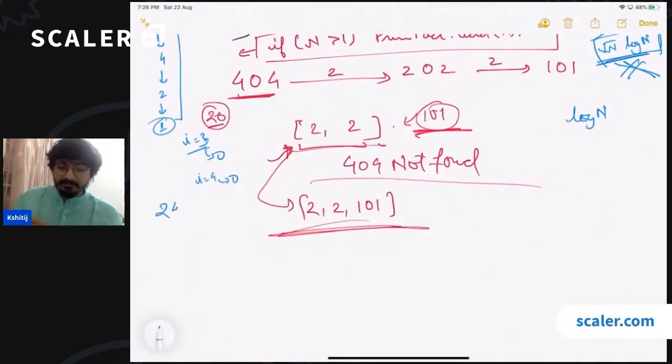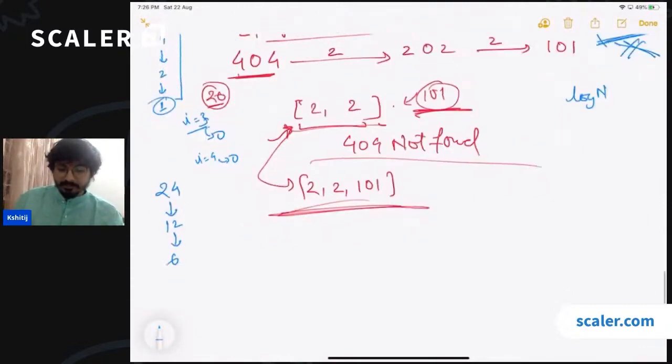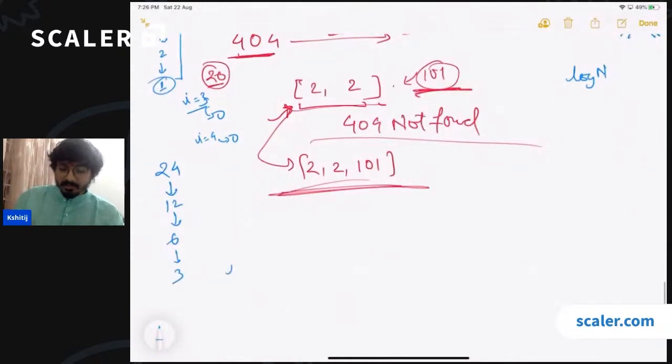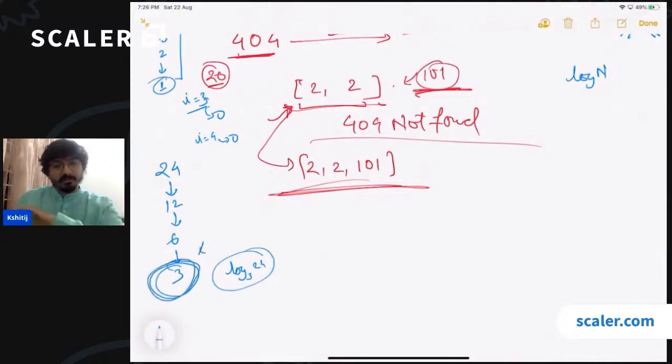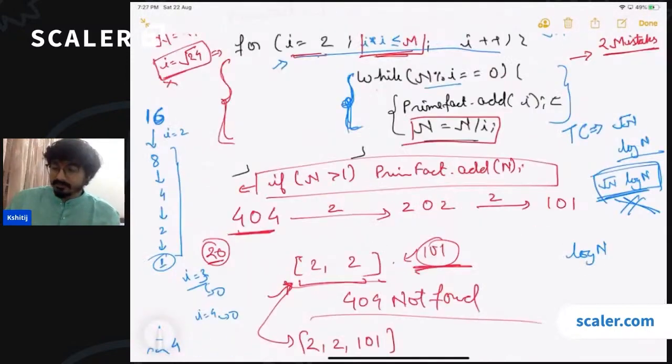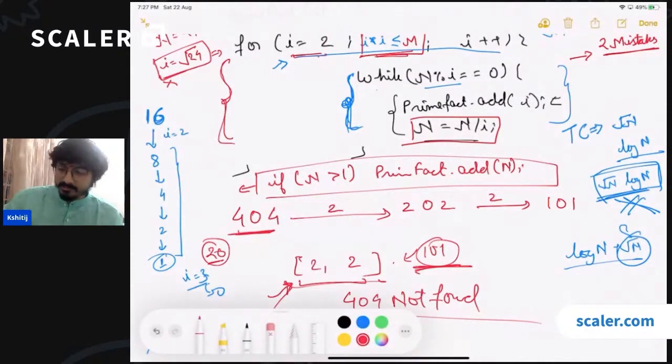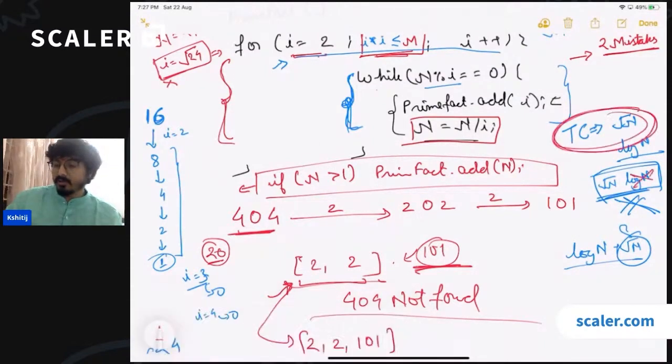If I talk about 24, 2 can reduce it to 12, then 2 can reduce it to 6, then 2 can reduce it to 3. Now 3 is not going to have log base 3 of 24 steps, because 3 is going to reduce this number, which has already been reduced by 2, right? So the total number of steps, including all the i's combined, is going to be log of n. So this is going to be log of n plus square root of n, which is nothing but square root of n. So the time complexity of this algorithm is going to be exactly square root of n, not root n log n.